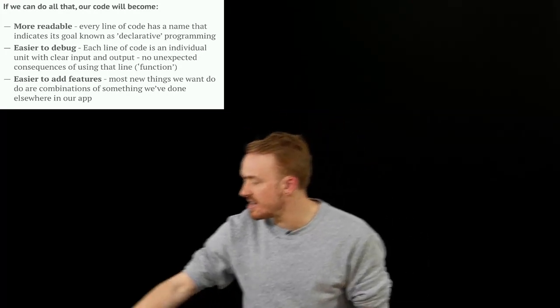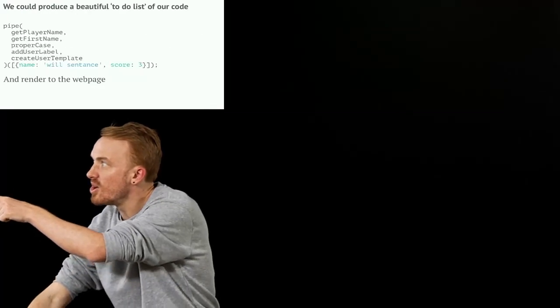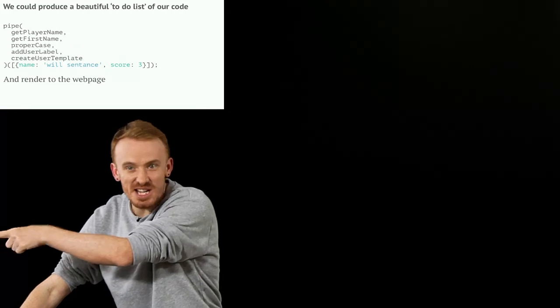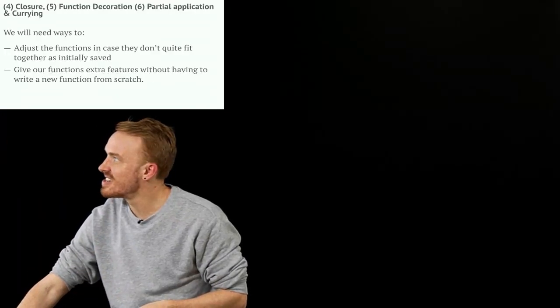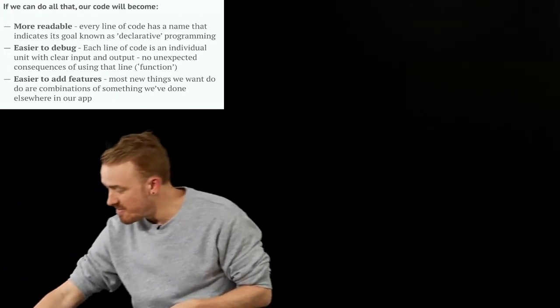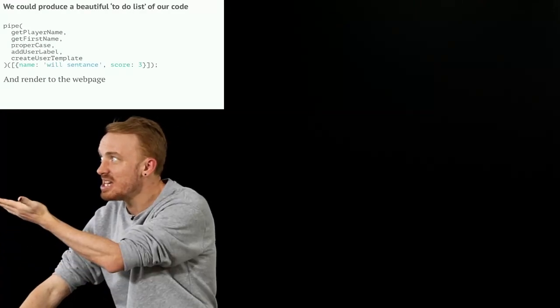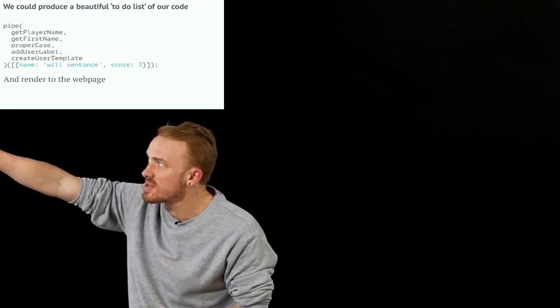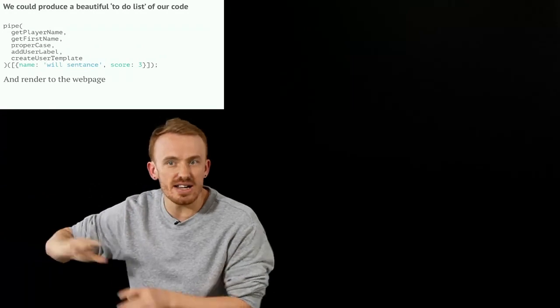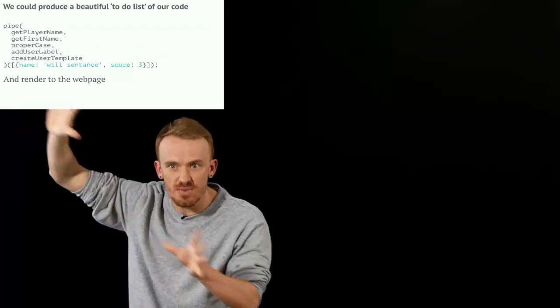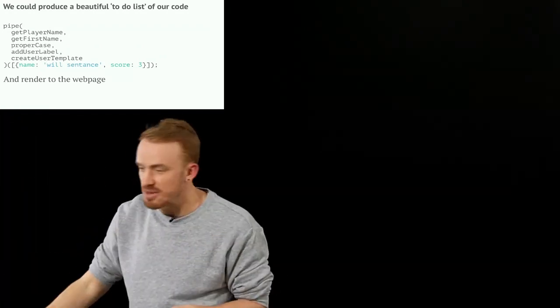Every single line, oh, so beautiful. I know exactly what it's doing. Easy to debug. Every single line, nicely labeled, and an individual unit whose only consequence is going to be on the next line, not the rest of the application. No mysteries of what each line does and no risk of it damaging the rest of our app.